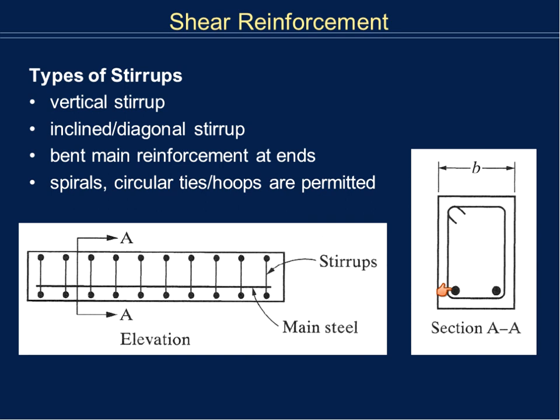And the stirrups can also be an inclined or diagonal stirrup. So if instead of picturing it vertically, they could be placed on an angle. They could be main reinforcement bent on an end. You might see that in some applications, particularly in transportation. Or it could be in a spiral format, very similar to a spiral that you would see in a column. But for our purposes, for this course, we're going to focus just on the vertical stirrup.